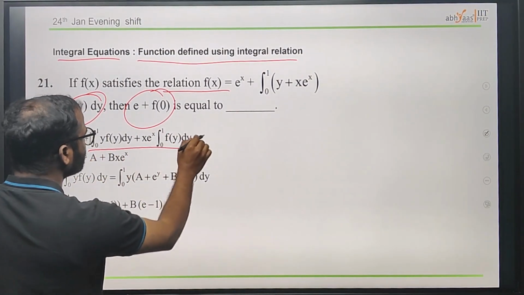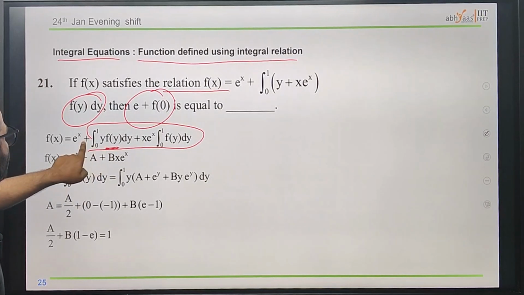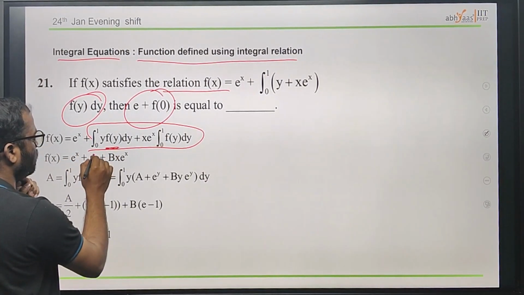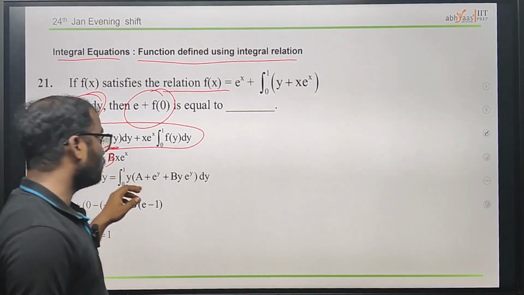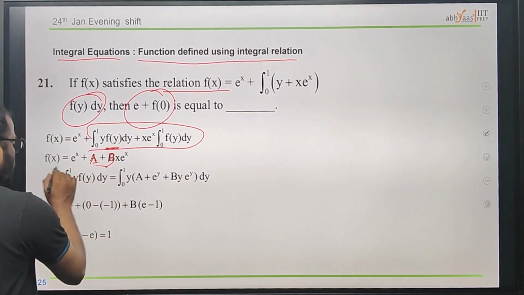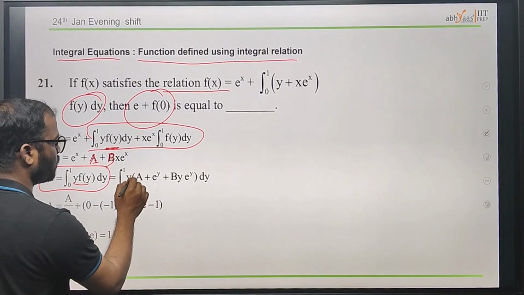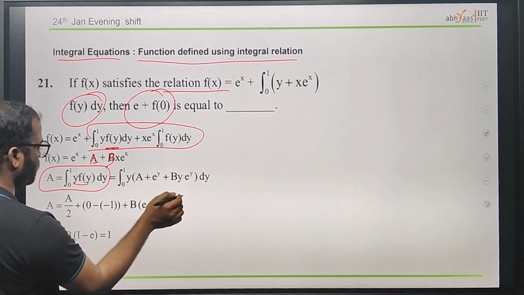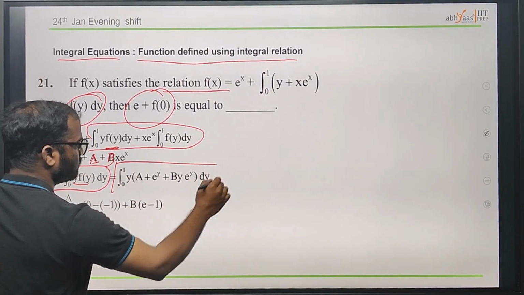See here, this is one. Now we need to find this f of y. Just substitute a here and b in place of this one. Now we can easily proceed. Firstly separately take a equal to the integral from 0 to 1 of y f of y dy, and substituting in place of what we have, we just take that a here, and that side a will be written as this one.